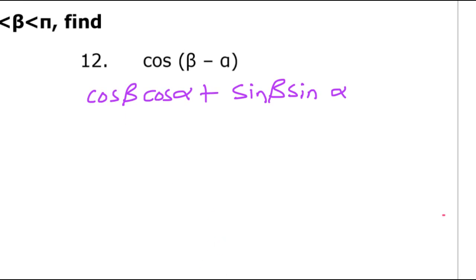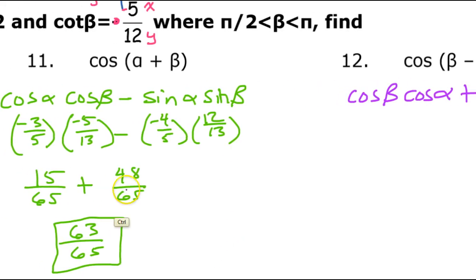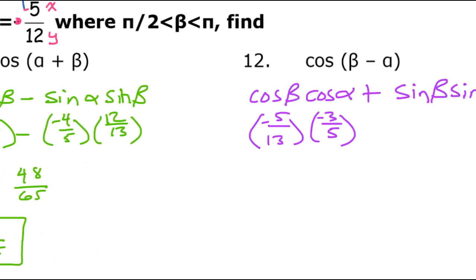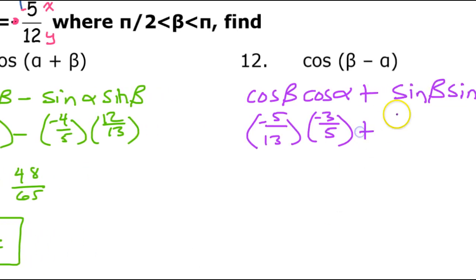So let's see. Cosine of beta, so I'm going to copy off myself. That was negative 5 over 13. All right, cosine of alpha was negative 3/5. All right, sine of beta was 12 over 13. And sine of alpha was negative 4 over 5.